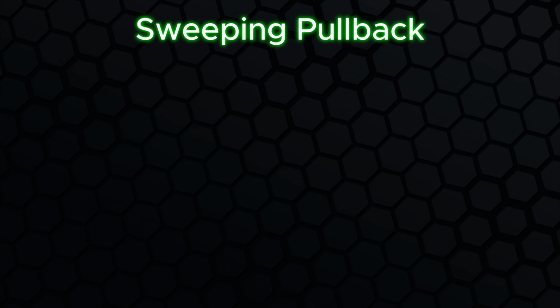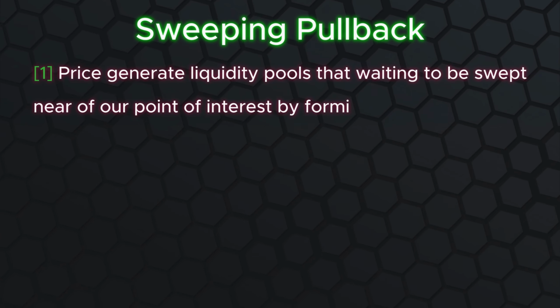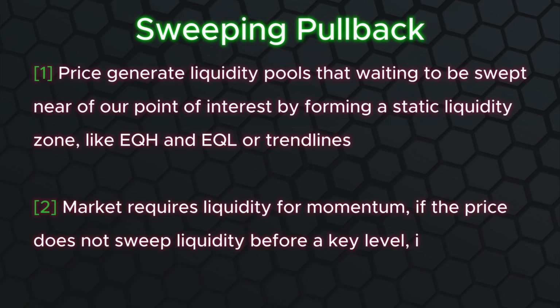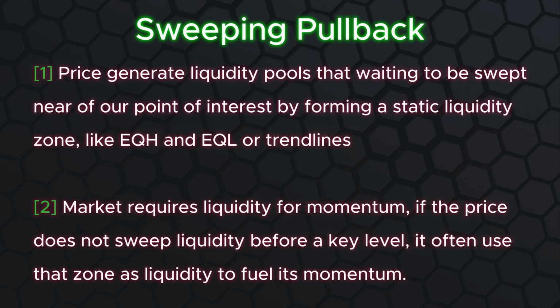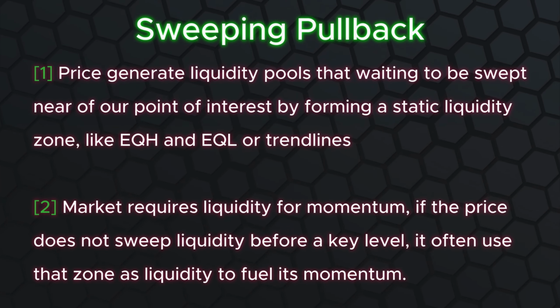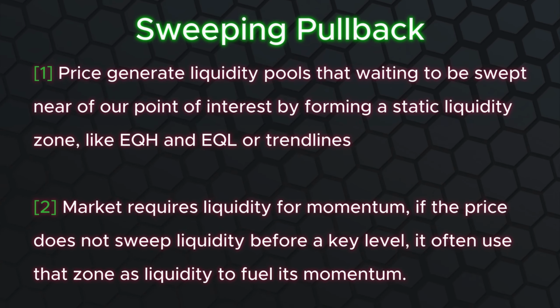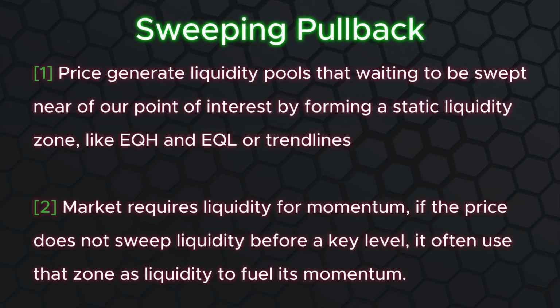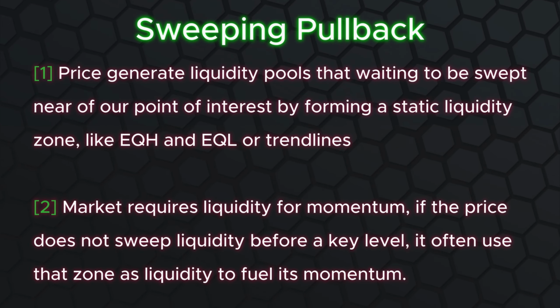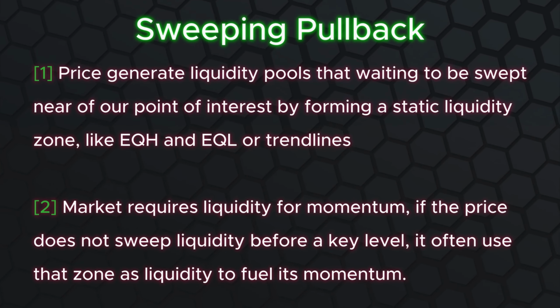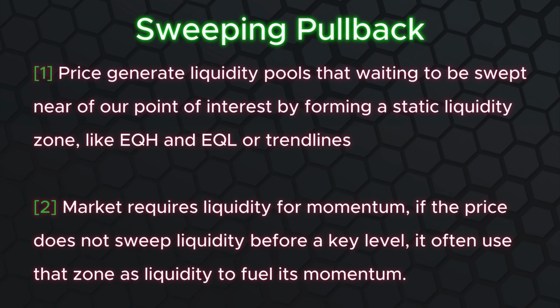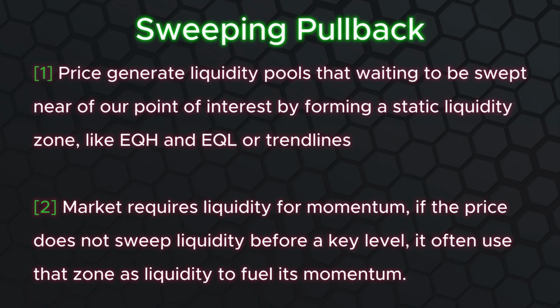The sweeping model. In this type of pullback, price generates liquidity pools that are waiting to be swept near our point of interest by forming a static liquidity zone like equal highs, equal lows, or trendline liquidity. Recognizing a liquidity sweep pattern before the price reaches our point of interest is crucial. This pattern confirms the strength of our supply or demand area. We use liquidity sweeps as a confirmation factor.